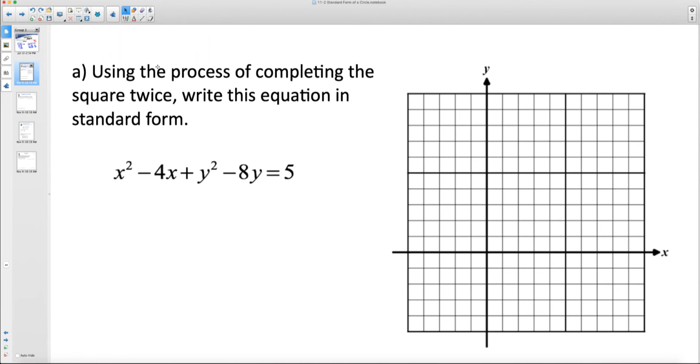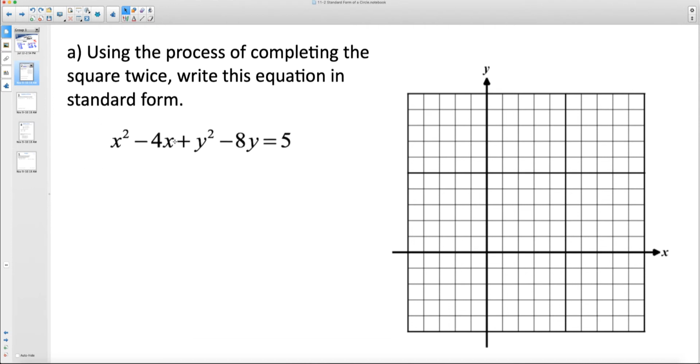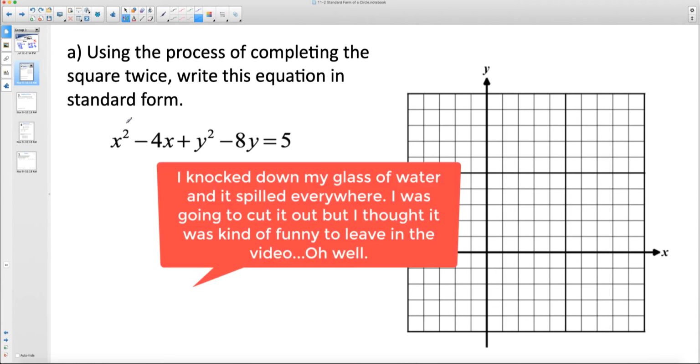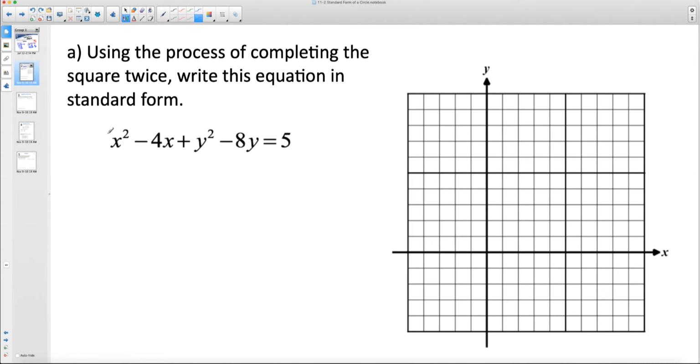So the first thing we want to do is make sure the leading coefficient in front of our x squared is a 1, just like our process with completing the square. And in this case, it already is. Then the next thing we want to do is group together our x's, which they already are, and group together our y's, which they already are, and move the constant over to the other side, which it already is. Now we're basically going to treat this as 2 completing the squares.